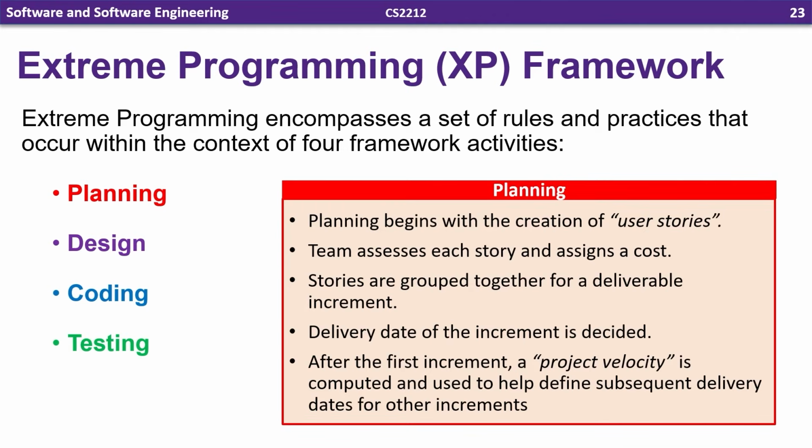Then the delivery date for the increment is decided. At first, that's usually just based on the cost from all the user stories that are going to be delivered in that increment. But then after the first increment is completed, a project velocity can be calculated, which makes that estimate more and more accurate each time. So we get a better idea of the delivery date for each increment of the software.